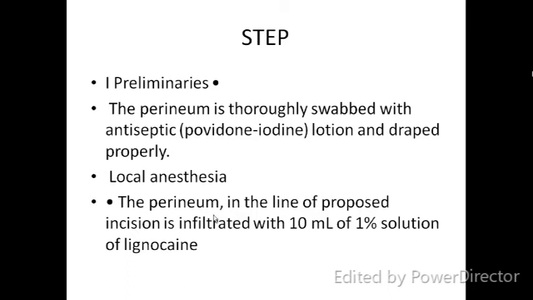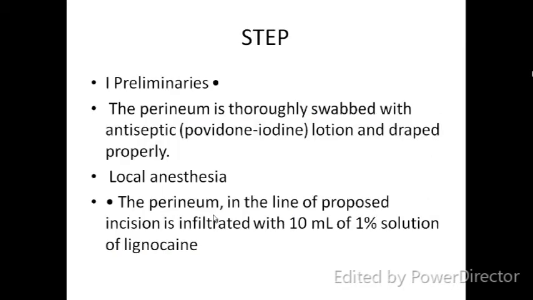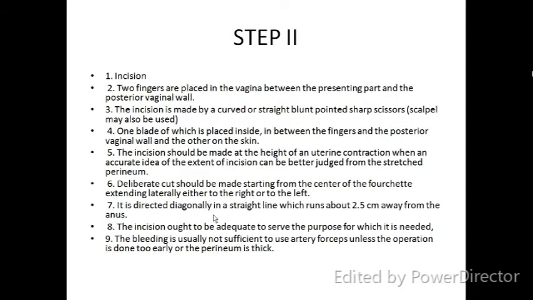Use 1% solution of lignocaine, make it 10 ml, and infiltrate the perineum in the line of the proposed incision, whether you are giving midline or mediolateral. Then you have to give the incision. Two fingers are placed in the vagina between the presenting part and the posterior vaginal wall. The incision is made by curved or straight, blunt, pointed, sharp scissors, one blade of which is placed inside, between the fingers and the posterior vaginal wall, and the other on the skin.